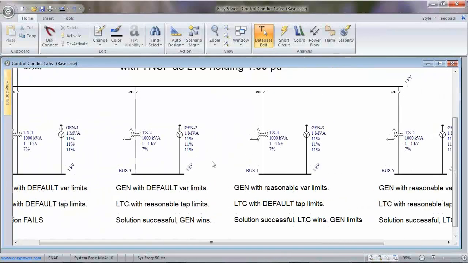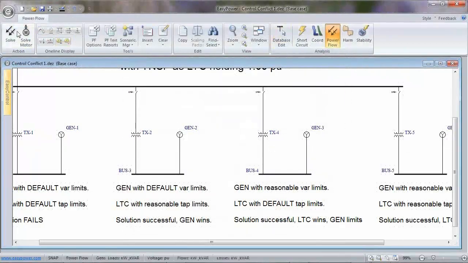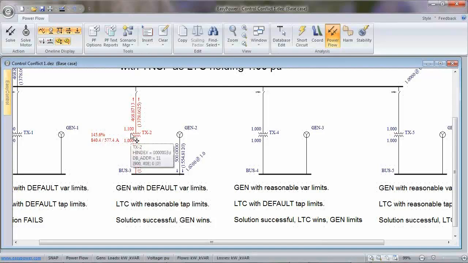In this case, I left the gen with its default, but I put reasonable taps on the LTC. So you'll see I have 0.9 to 1.1, 10% low, 10% high on the tap. And if you solve this case, you'll see that the generator does everything it can, a huge amount of VARs, to hold the voltage at 102. And the tap goes to its limit. It basically bangs on the other end. During the solution, they fight each other until the transformer hits its limit and it says, oh, I just can't go any further, and the generator wins.